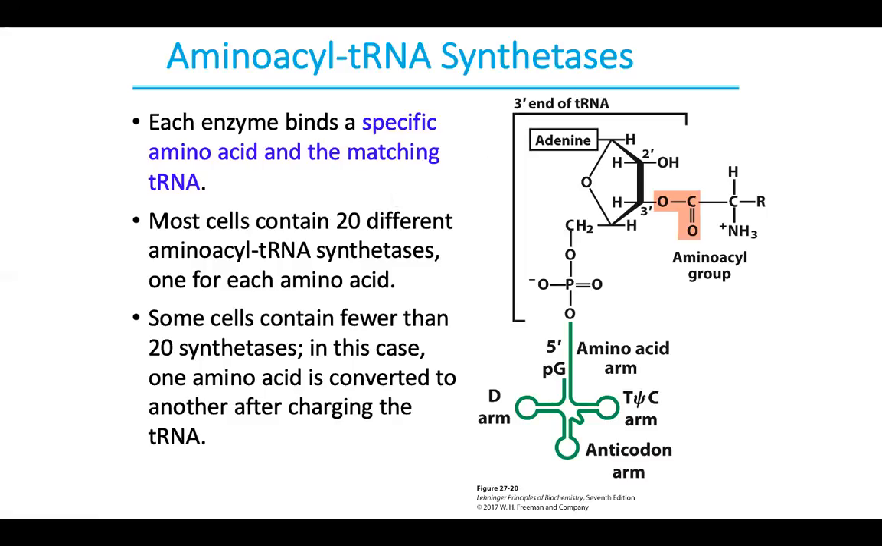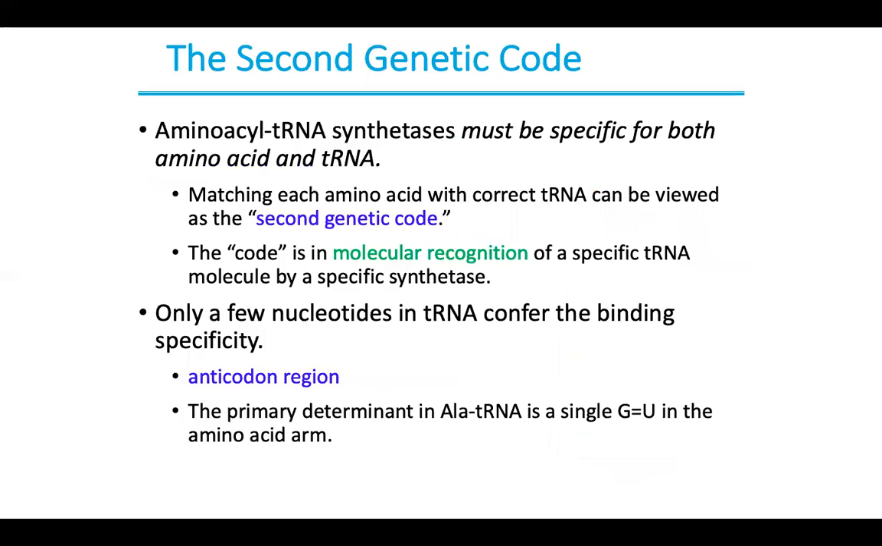Each enzyme binds a specific amino acid and matching tRNA. So we have 20 aminoacyl tRNA synthetases, one for each amino acid. Some cells have fewer than 20 synthetases, and in this case, one amino acid is converted to another one after charging the tRNA.